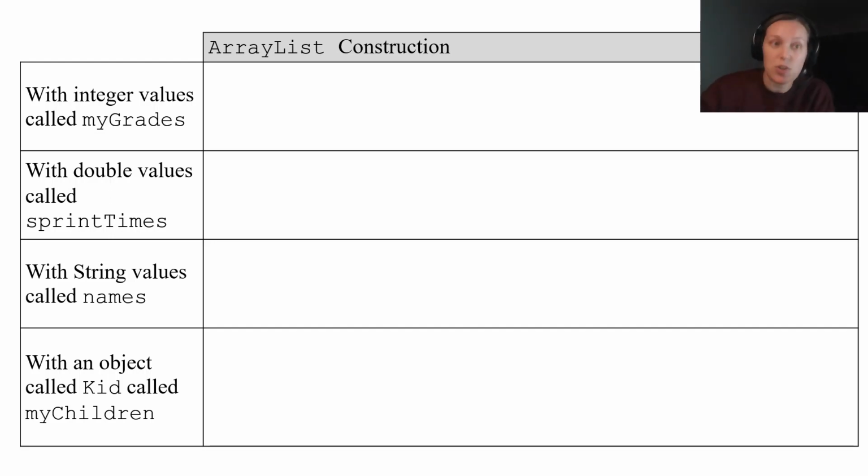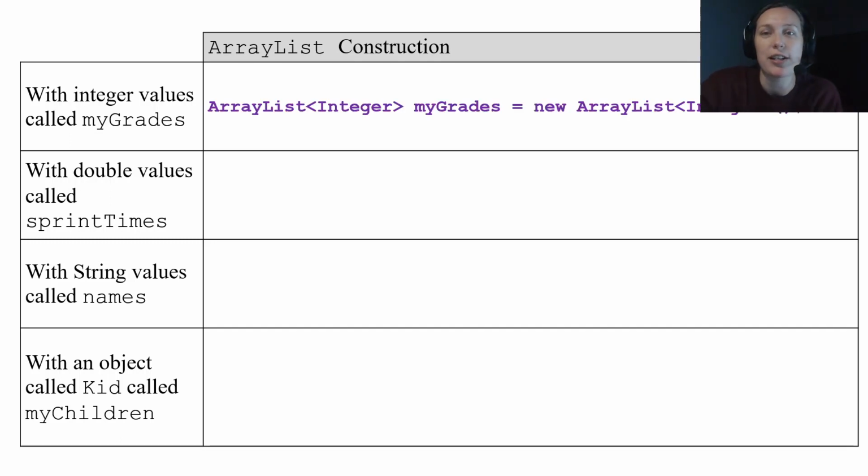Okay, let's do some ArrayList creations here. With integer values called myGrades, if you want to pause and try to fill these in, feel free. But let's go ahead and see how these are constructed. So here's integer values called myGrades, an ArrayList: ArrayList<Integer> myGrades equals new ArrayList<Integer>, open, closed parentheses. And again, the repeated one is most common on the AP exam, but if you ever see code where it's not listed here, that's also technically correct. But moving forward, I'm going to make sure to repeat it so that it's in the two places.